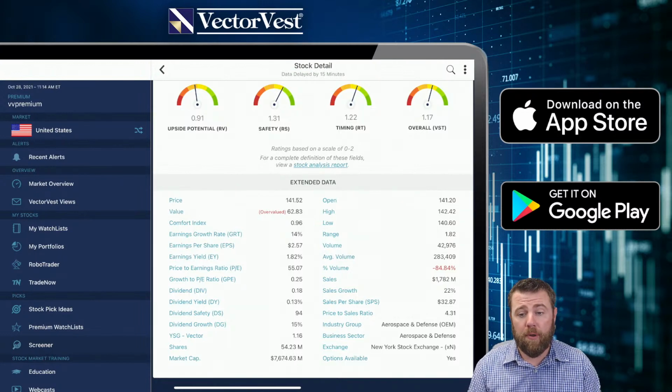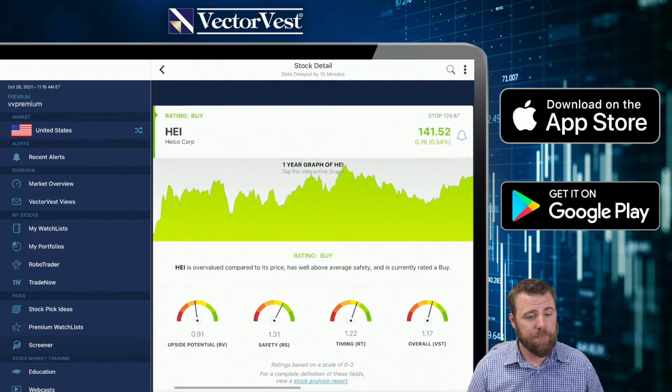So at 1.16, that is above 1. Therefore, the dividend has good yield, safety, and growth. Mainly focused on the dividend safety at 94. I believe it's on a scaling of 1 to 99. So at 94, that means the dividend is extremely consistent, very unlikely to ever get reduced or not get paid. So that's what you're looking for as a dividend investor.